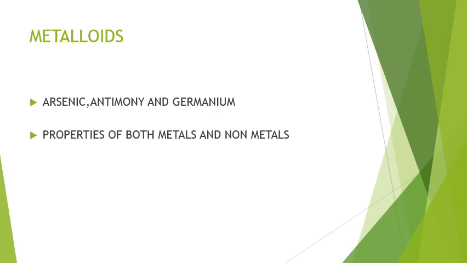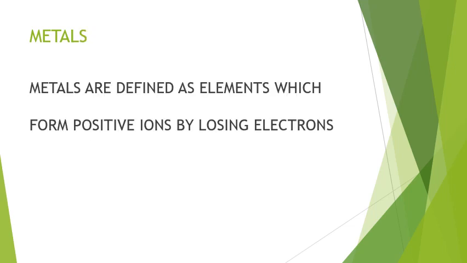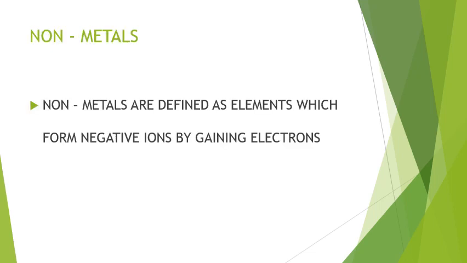Metalloids. There are also certain elements such as arsenic, antimony, and germanium which have some properties of metals and some properties of non-metals. They are known as metalloids. Definition of metals. Metals are defined as elements which form positive ions by losing electrons. Non-metals. Non-metals are defined as elements which form negative ions by gaining electrons.